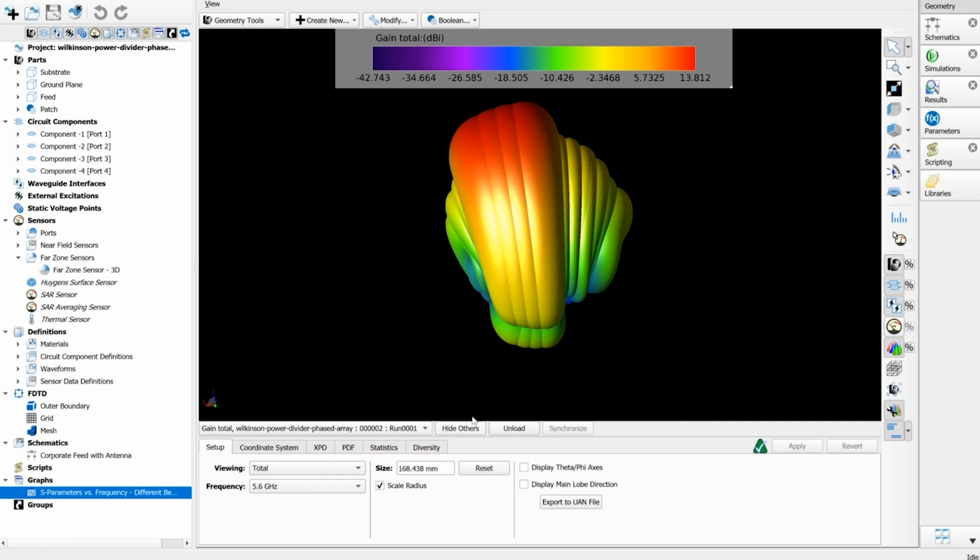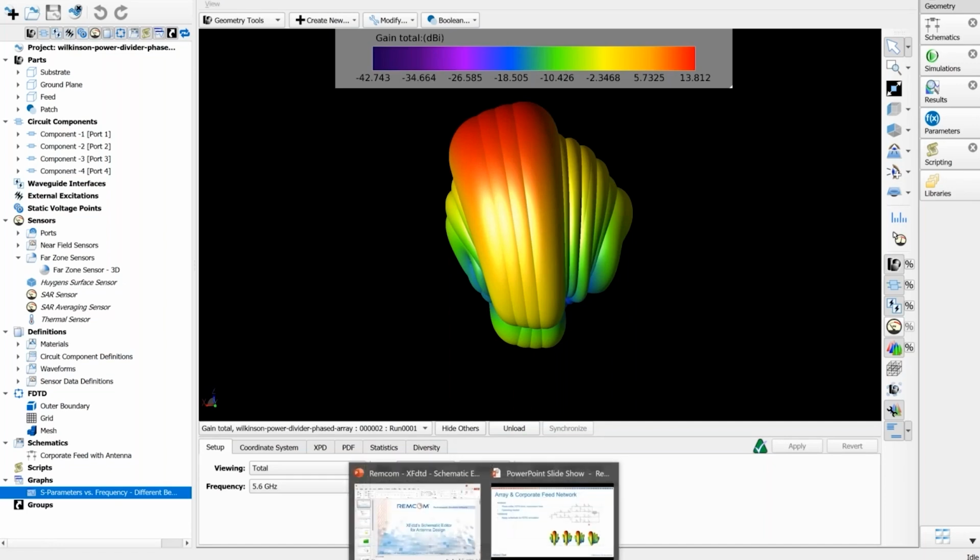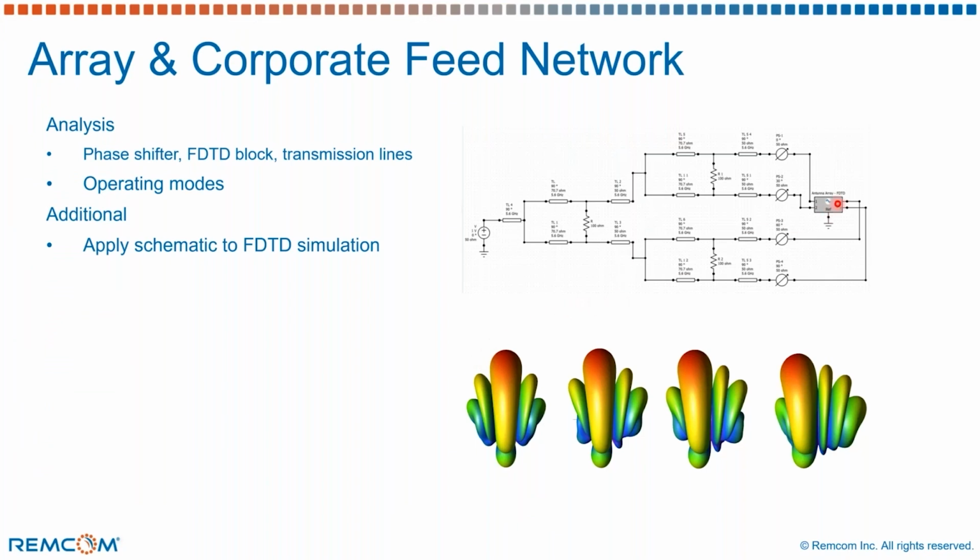But basically, again, this is just another example of how we are able to take a 4x4 S-parameter matrix, apply phase shifters to them with different operating modes, and then apply the schematic result back to the FDTD simulation, where we can then look at the far zone radiation patterns for them.